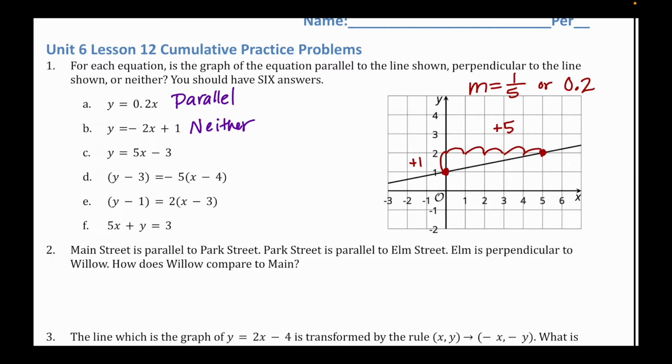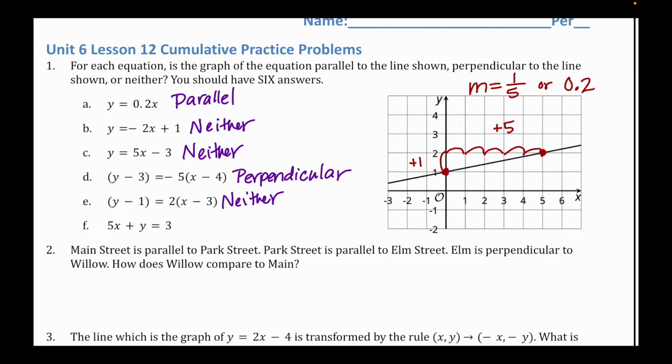So that's going to take us to part C, which is also going to be neither, because this would have to be -5 in order for this slope to work, to be perpendicular. So for option D, this one is perpendicular, because it is -5, which is the opposite reciprocal of positive 1 over 5. 2 is the next one for E, so this is not going to work, so this is neither.